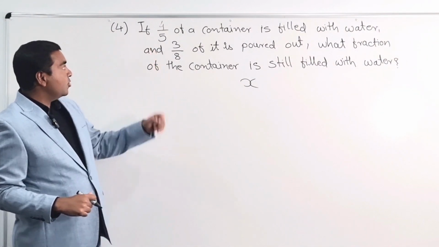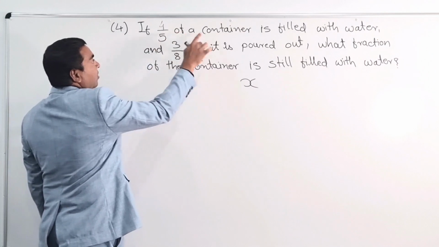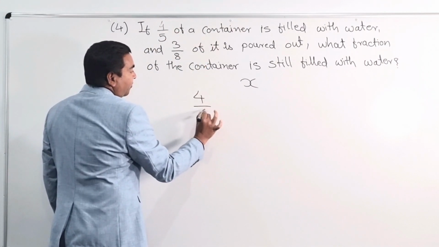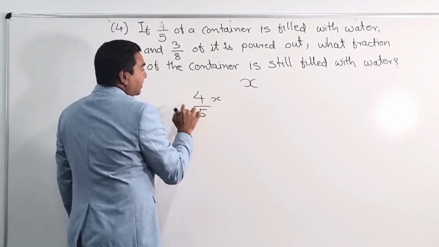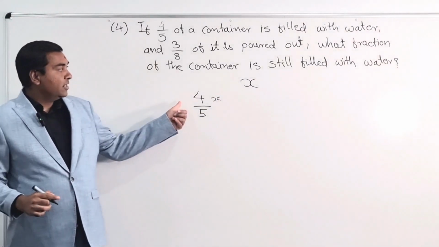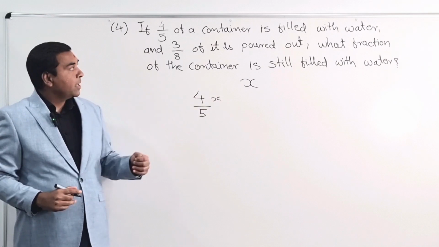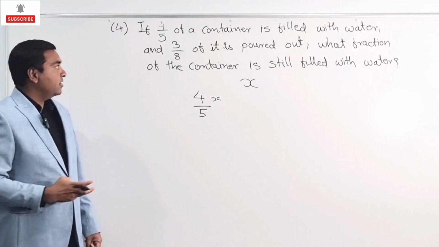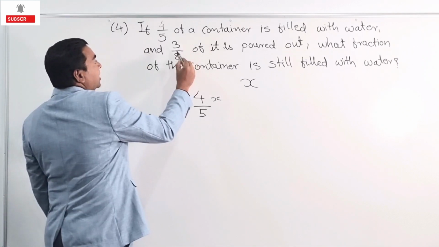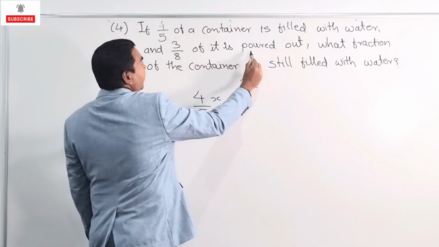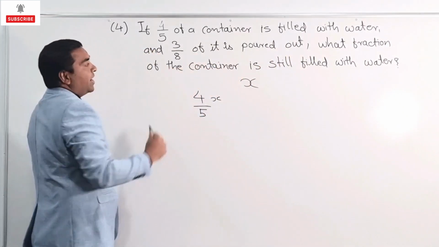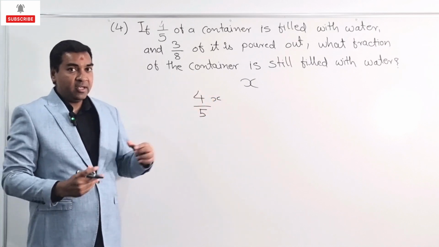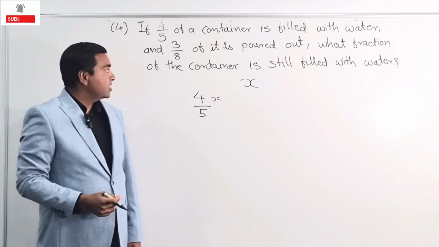So in the starting, 4/5 of the container is filled with the water. So 4/5x, that is the water in the container. Now the second part is a little important to understand. They're saying 3/8 of it is poured out. So 3/8 of this capacity is going out of the container.